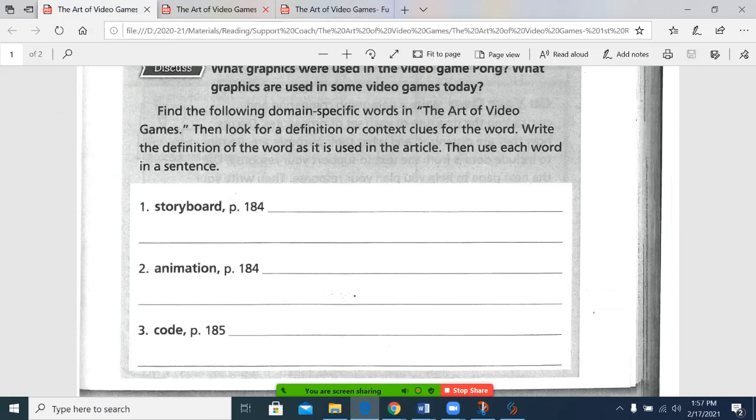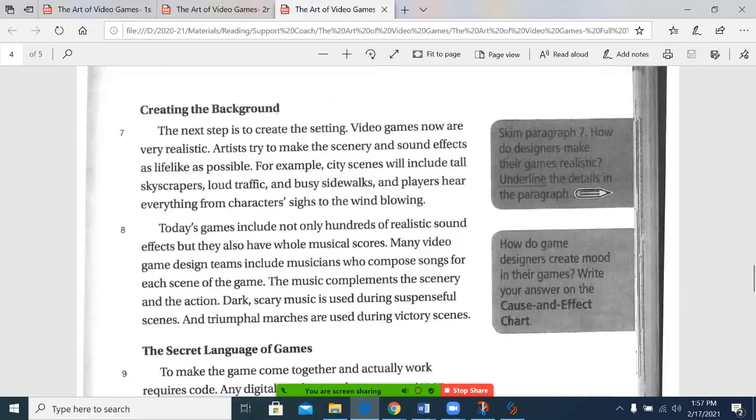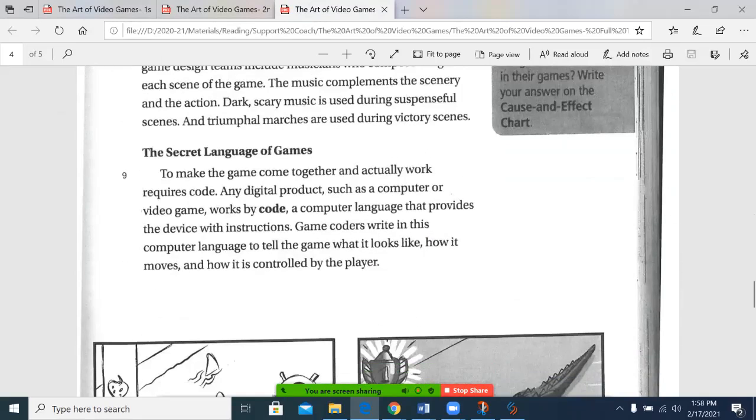And one last one, code on 185. Any digital product, such as a computer or video game, works by code, a computer language that provides the device with instructions. And so the code is computer language that provides the device with instructions.